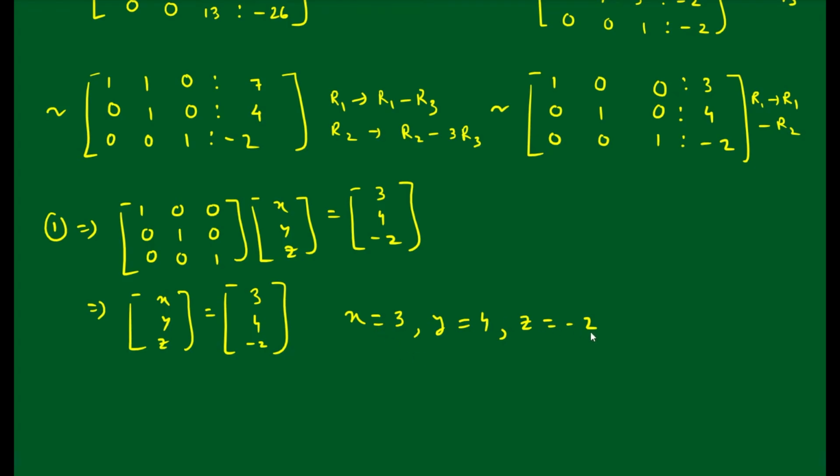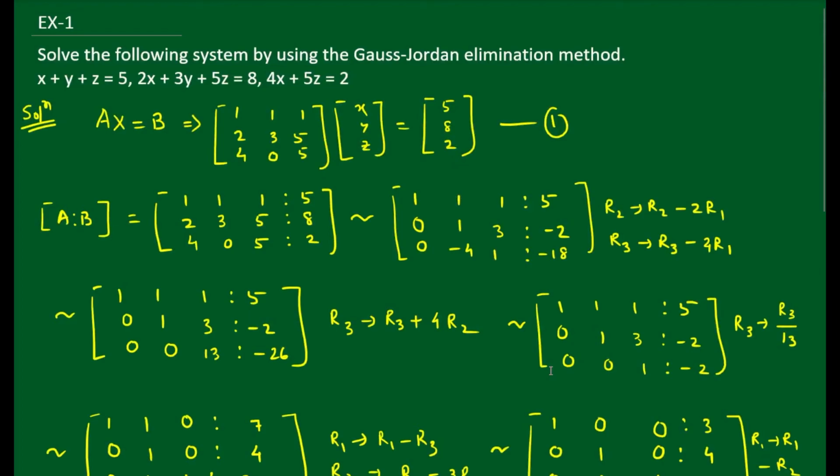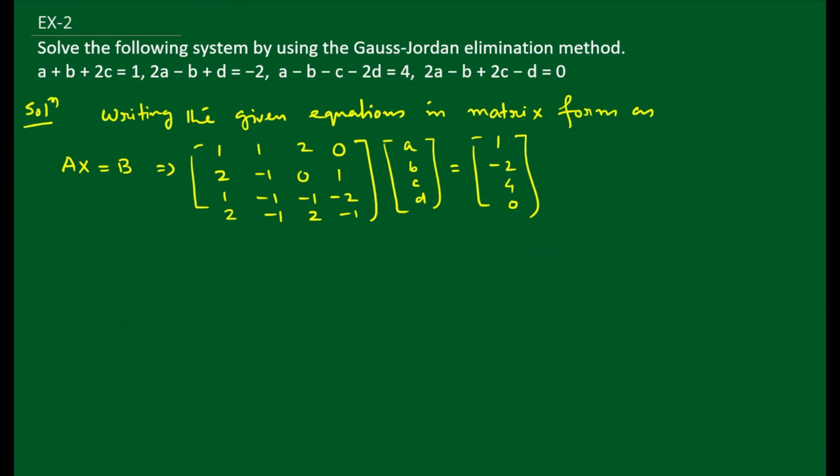Now you can put these values in any one of the equations and check whether the values are correct or incorrect. So here, in place of x, if we put 3, and in place of y, if we put 4, then 3 plus 4 is 7, and our y is minus 2. So 7 minus 2 is how much? 5. So it is satisfied. Okay. Now let us take one more example.